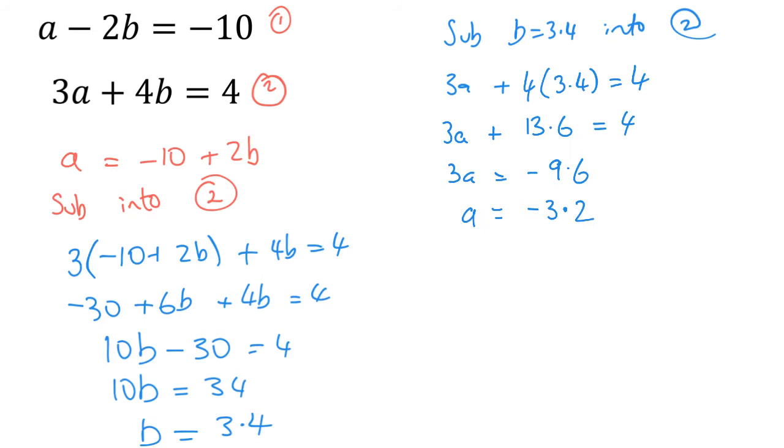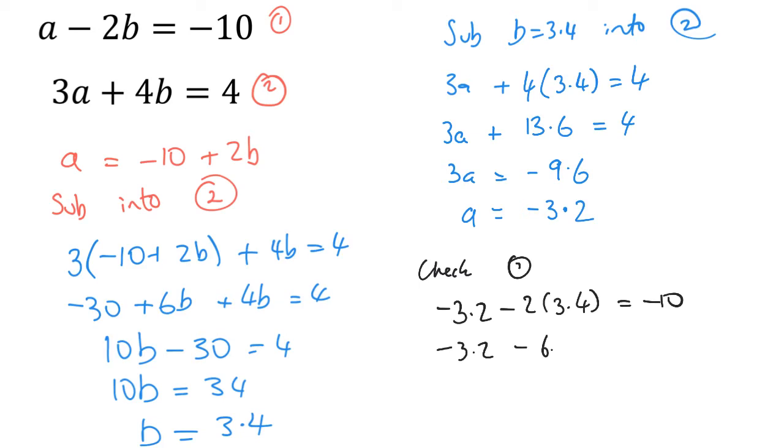Let's check that into equation 1. So minus 3.2, take away 2 times 3.4 should equal minus 10. Minus 3.2 minus 6.8 equals minus 10. And that's right. So then the answers are A equals minus 3.2 and B equals 3.4.